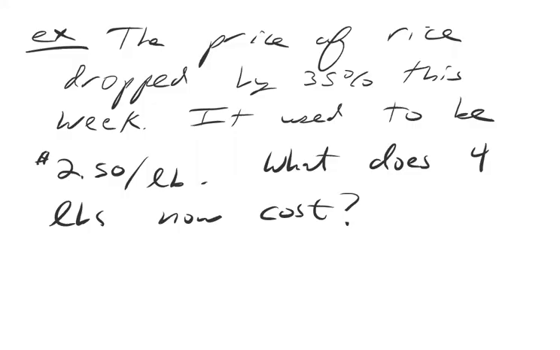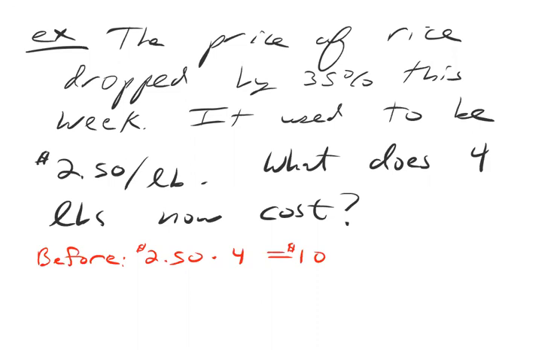Let's do this one. First of all, the price dropped by 35%, and it was $2.50 a pound, right? I have a couple ways I can do that. I can find out what 4 pounds cost before. So let's do it that way. Before, the cost of 4 pounds was $2.50 times 4, $10.